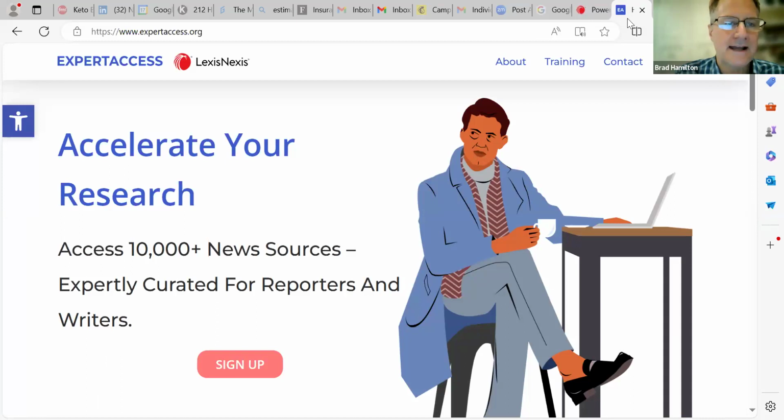But it is an option, and I have this website set up for it. It's called Expert Access. So expertaccess.org is a way you can get it. And of course, if you're a member of the press club, you can get it once you are physically located in the building. You can get it there as well. So there's a lot of different ways of getting it. So that's what's going on. Are there any other questions?